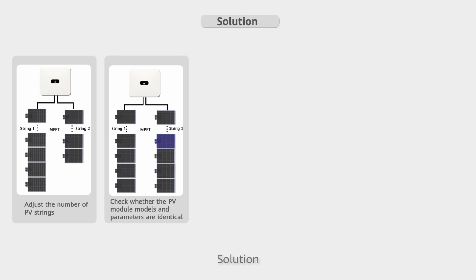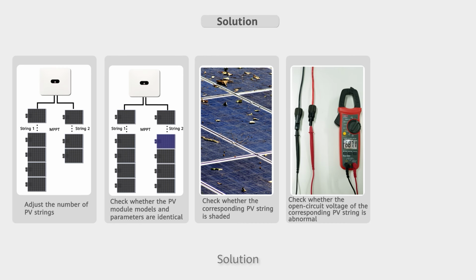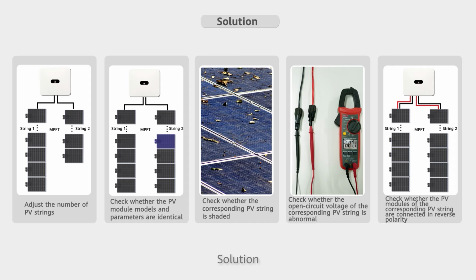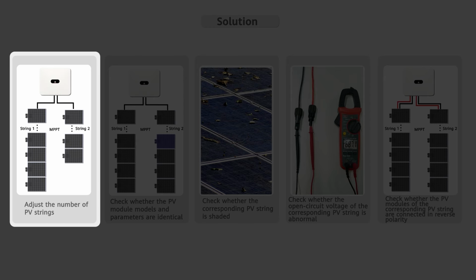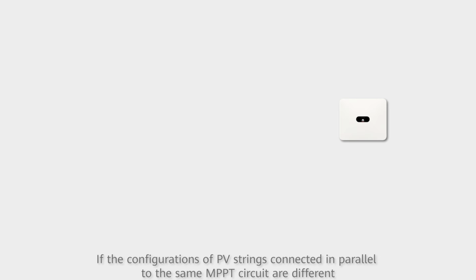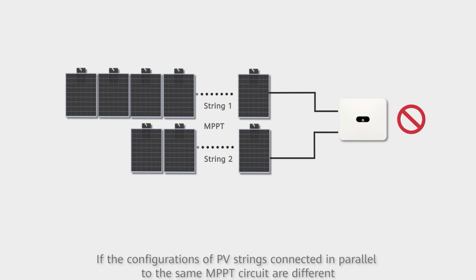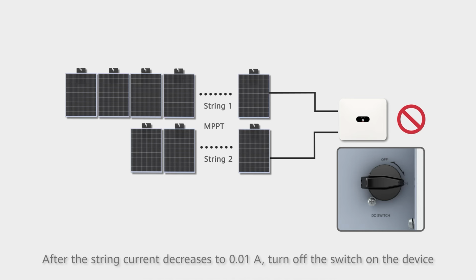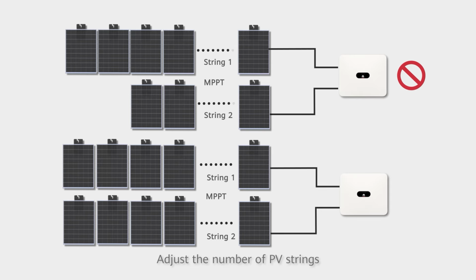Solution. If the configurations of PV strings connected in parallel to the same MPPT circuit are different, after the string current decreases to 0.01 amperes, turn off the switch on the device. Adjust the number of PV strings.